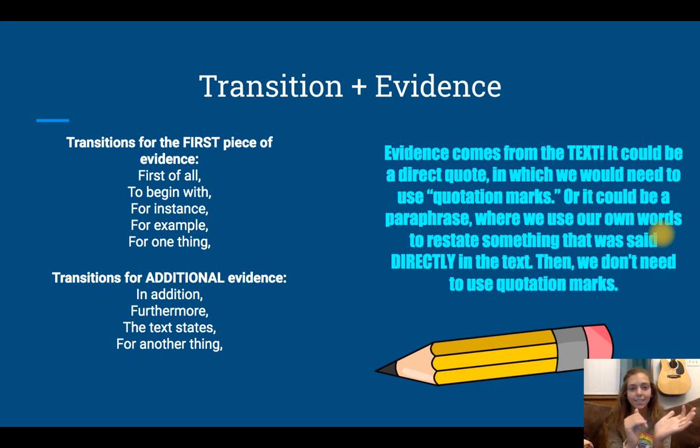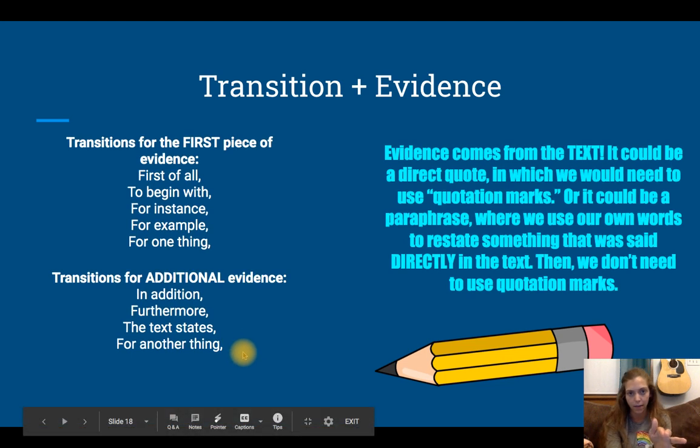All right, our next step is our transition and evidence. Now, you have transitions for your first piece of evidence, and then you have transitions for continuing evidence or additional evidence. That first piece of evidence, and it'll be your first piece of evidence in each paragraph, if that makes sense. So your first piece of evidence, you can use transition words like, first of all, to begin with, for instance, for example, for one thing. And then for additional pieces of evidence, you can use in addition, furthermore, the text states, and for another thing.